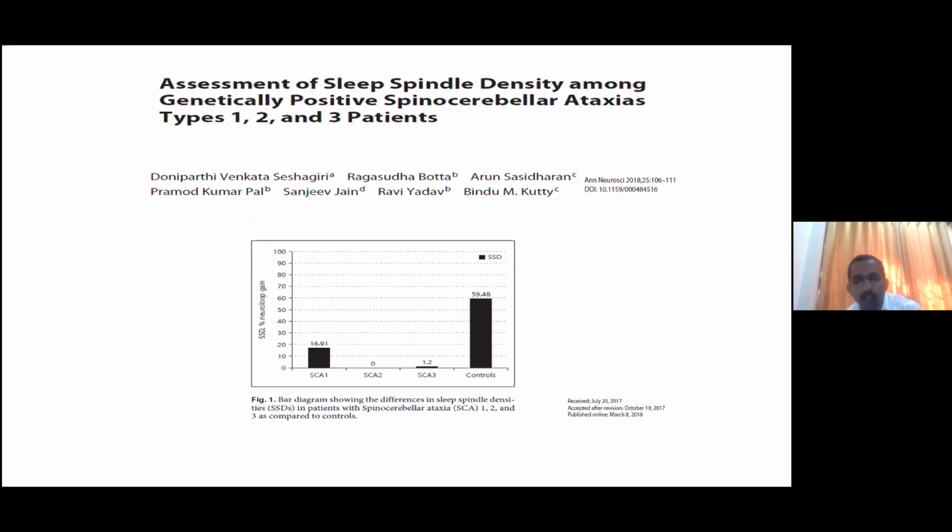Next, we did a study in these patients where we measured how many sleep spindles they have in SCA1, 2, and 3. We did it in a very small number of patients, maybe 5, 6, or 7 in each group. In SCA1 and SCA2 patients there were hardly any sleep spindles. SCA2 has a little amount, SCA1 a little better amount. This depends on the severity of illness; in a more severe form, as in SCA2 patients, we did not find any sleep spindles, but controls had a significant amount.